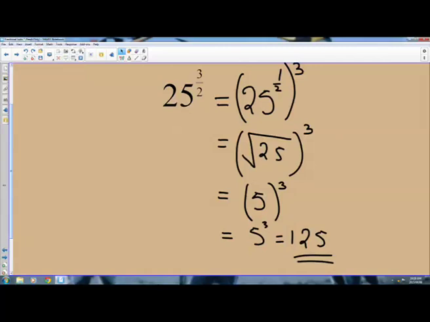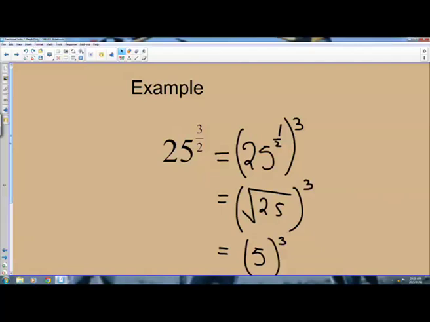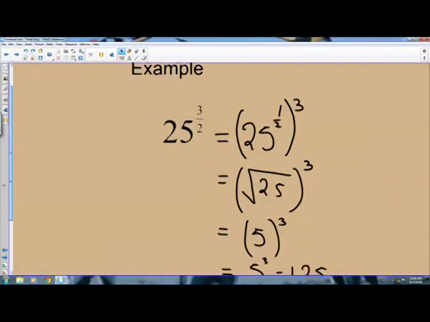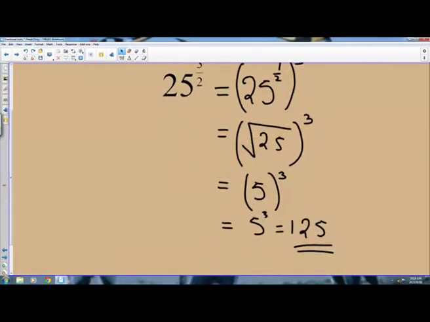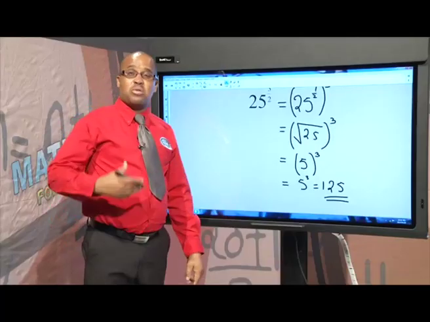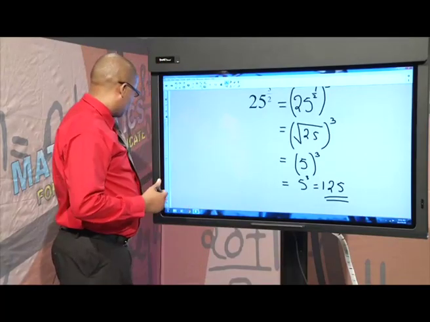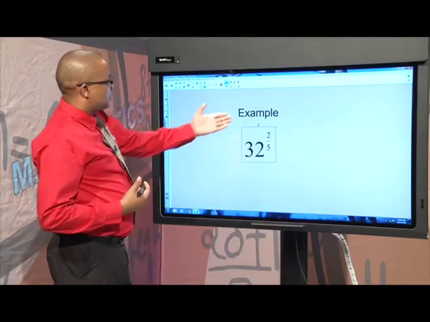And then you should have realized that in this question, like I said, the numerator is not a 1, like in other examples that we started with. It's a 3. So upon simplifying this, we said, find the square root of 25. After that, raise it to the power 3. And then this is what we got. 5 to the power 3 is 125. Let us have a look at another example to make this more understandable to you.